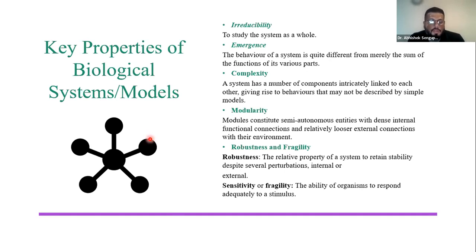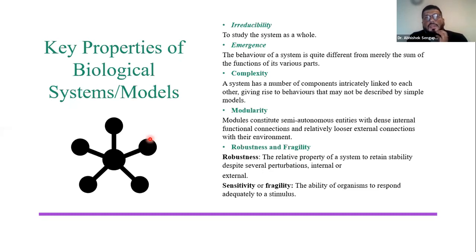So then robustness and fragility. Robustness and fragility is again a very important property. There are so many fluctuations that happen inside a cell. I'm just giving the example of a cell as a system. Those perturbations, those intracellular and extracellular fluctuations in a cell, in spite of those fluctuations, a system remains steady and maintains its homeostasis. So that is called robustness, right?